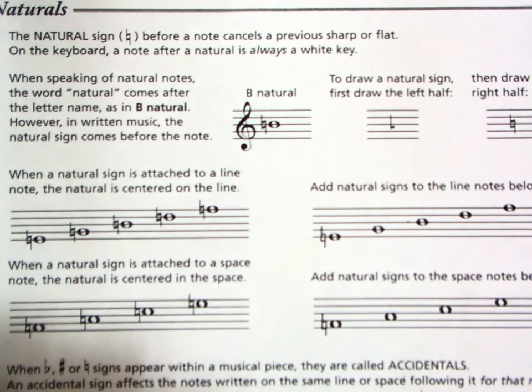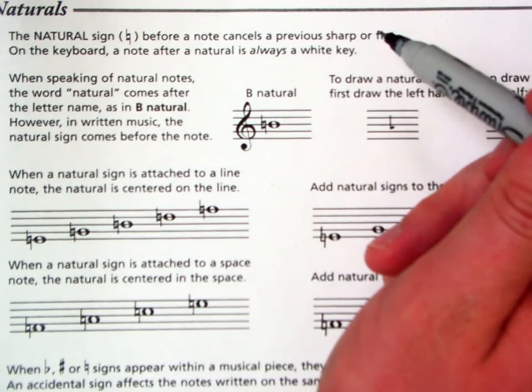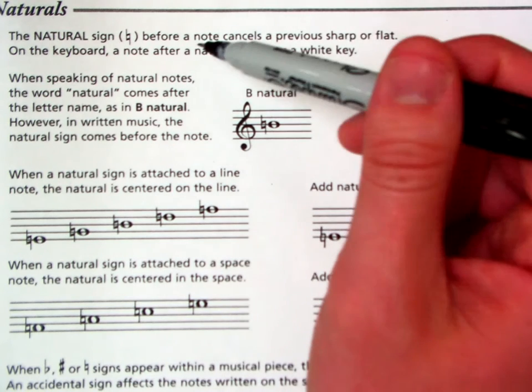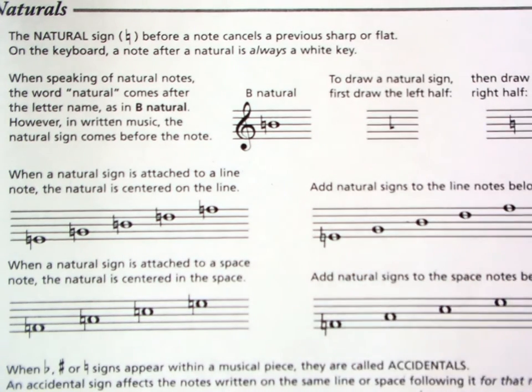The natural sign, which kind of looks like a box and two lines, right? This guy right here. Before a note, it cancels a previous sharp or flat. On the keyboard, a note after a natural is always a white key. So when we're talking about natural notes, generally you're talking about the keys on the keyboard that are whites, right? So none of the black keys.